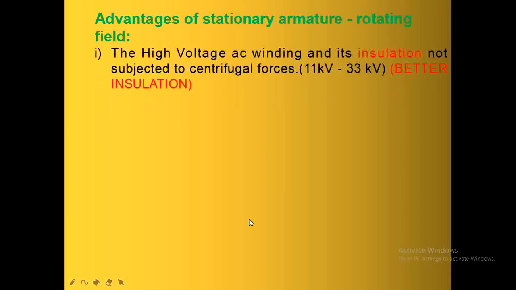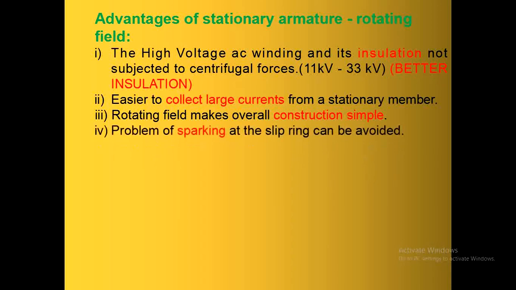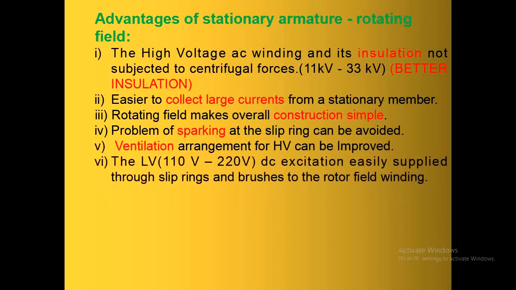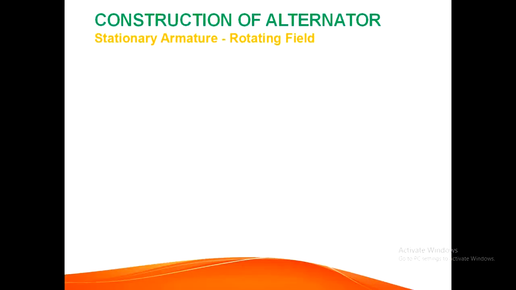There are several advantages of stationary armature with rotating magnetic field: high voltage AC winding and better insulation can be provided, it is easier to collect large current from a stationary member, rotating field makes overall construction simple, the problem of sparking at the slip ring can be avoided, ventilation arrangement for HV can be improved, the DC excitation is easily supplied through the slip rings, noiseless running is possible, air gap length is uniform, and better mechanical balancing of the rotor is also possible. These are the advantages of the stationary armature.